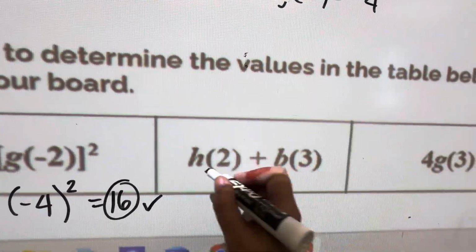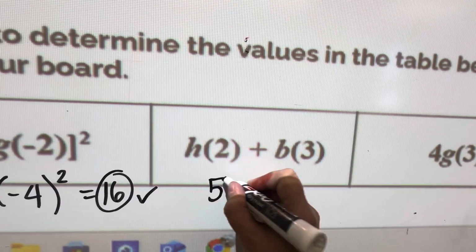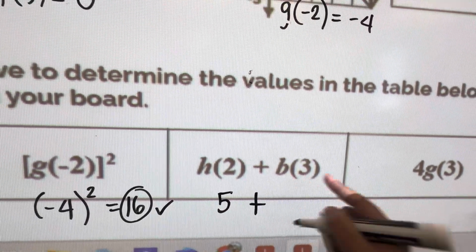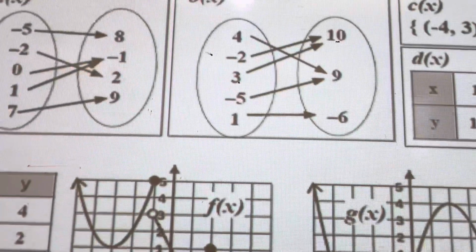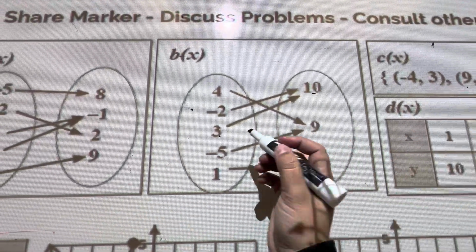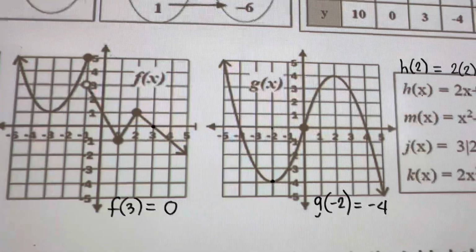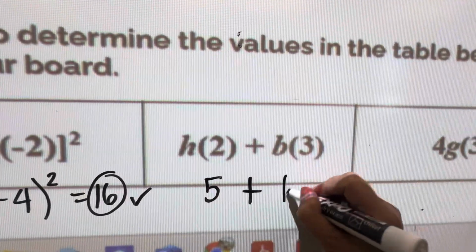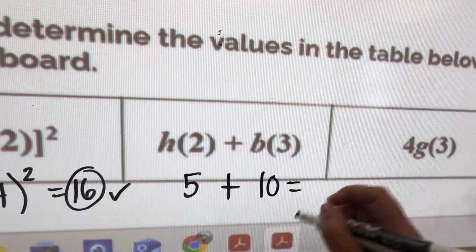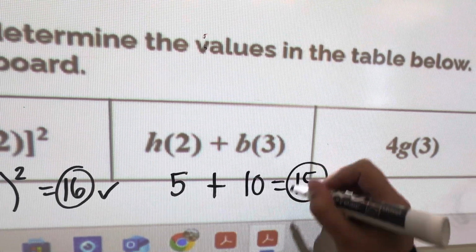So we are going to replace our h of 2 here with 5 plus the value of b of 3. So let's look at b of x, and so the input is 3. The output is 10. So we are going to put 10 here and then add them together. So that's 15. All right.